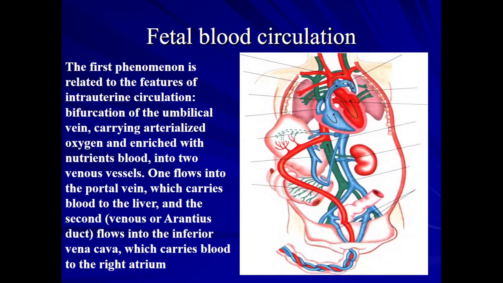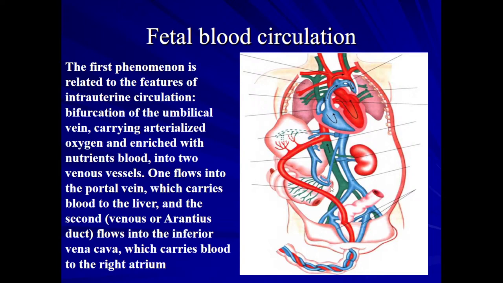The first phenomenon related to the features of intrauterine circulation is the bifurcation of the umbilical vein, carrying arterialized blood, oxygenated and enriched with nutrients, into two venous vessels. One of them flows into the portal vein, which carries blood to the liver.